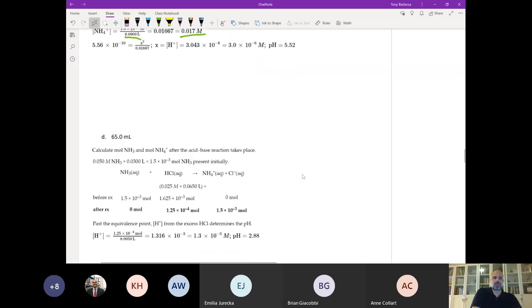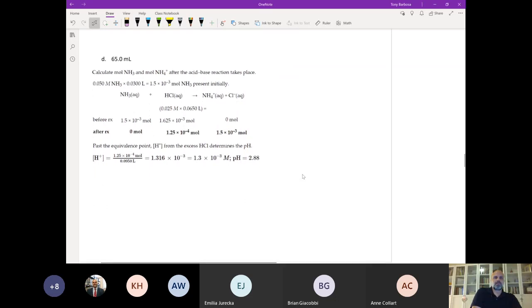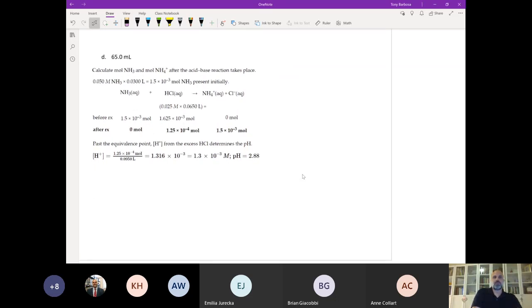All right, next one, and the last part of this problem is with 65 milliliters of HCl being added to this. So in this example, again, our ammonia is exactly the same in the beginning. Now we're adding extra acid. Right? We have more acid than we do ammonia. So after the reaction takes place, right, we're still going to have protons left. We still have protons left. We end up with the same quantity of ammonium ion as we did in part C.